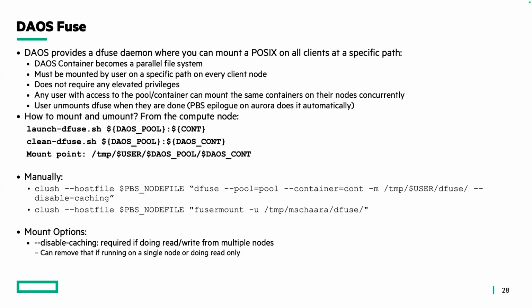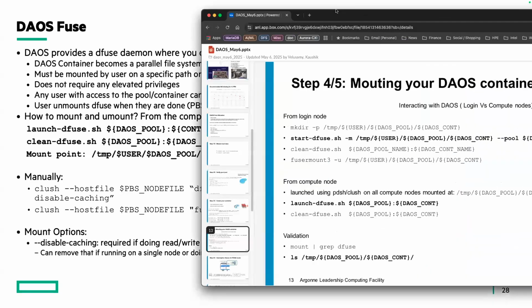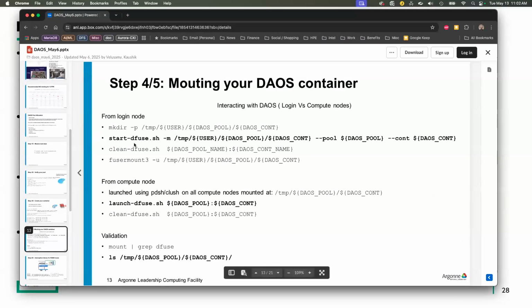So how to mount and unmount? There are several ways. You can do it manually, as I say here, with clush to your PBS nodes, and specify a specific path where you want to mount it. You mount your dfuse, and unmount it manually. But on Aurora, there are some commands, scripts basically, that you can use on the login node and on the compute node. For that, I will actually switch to use Kaushik's slides again because it has more information.